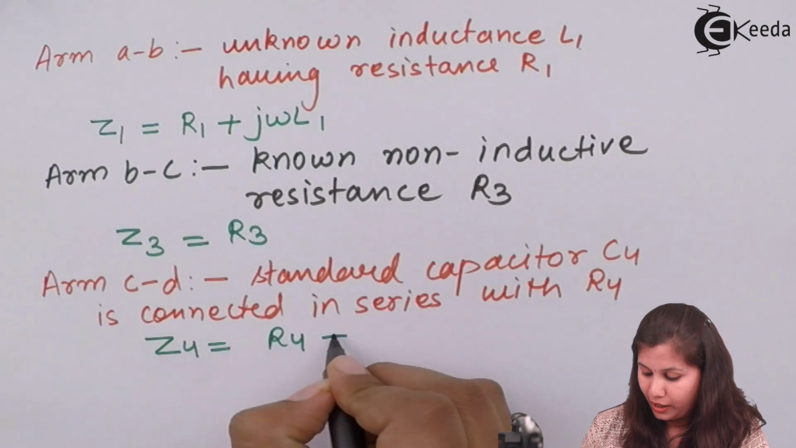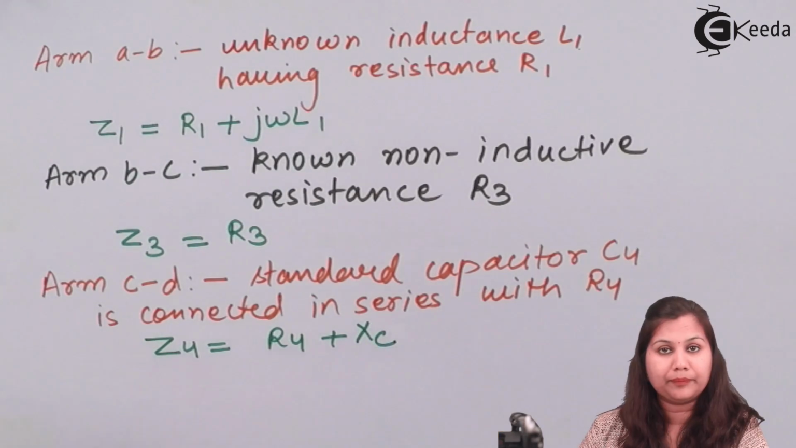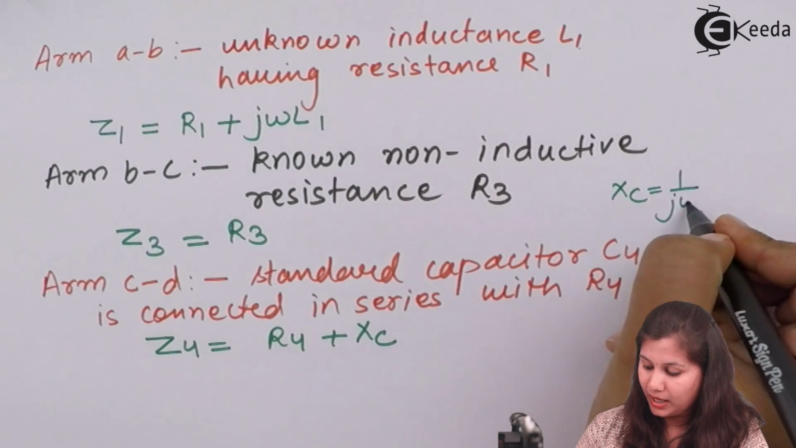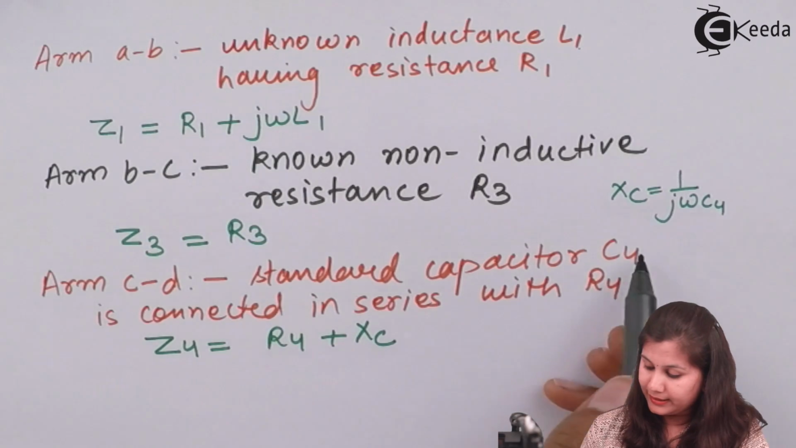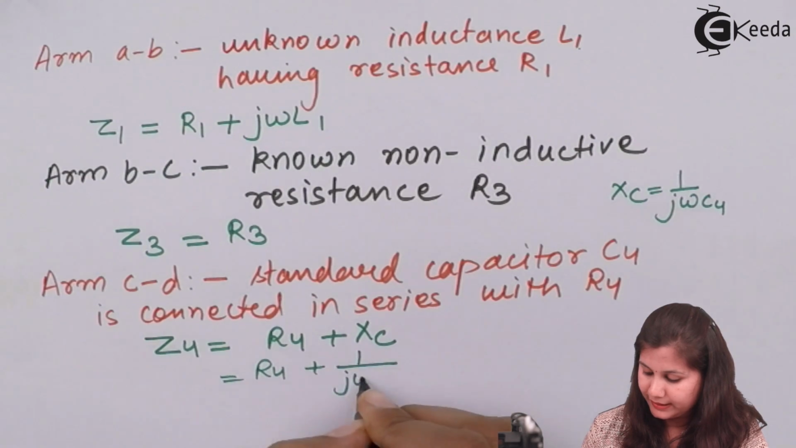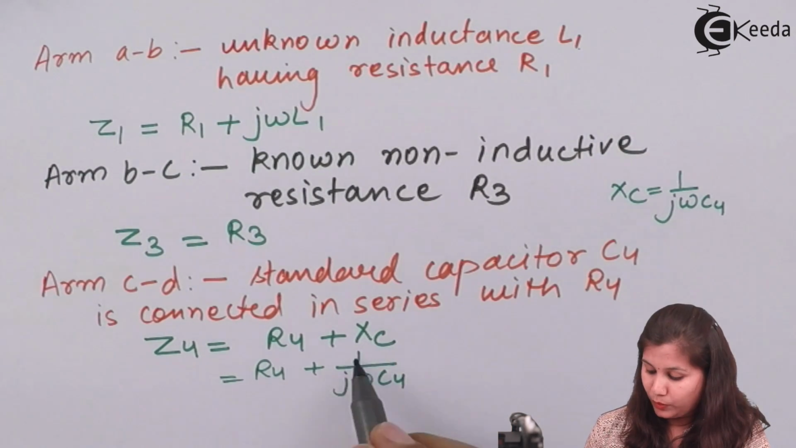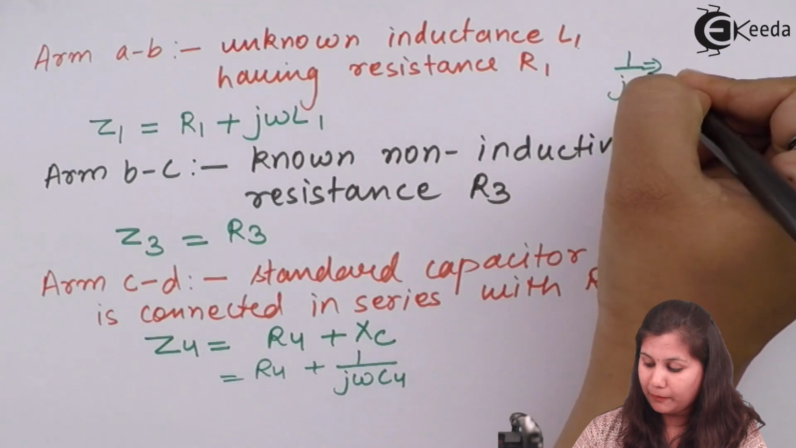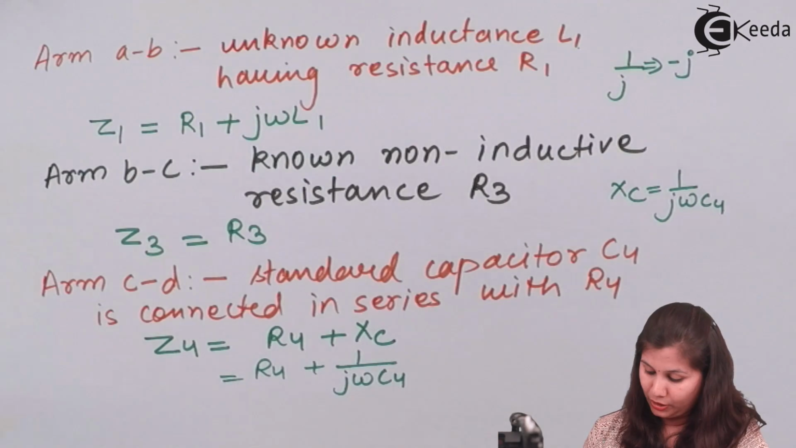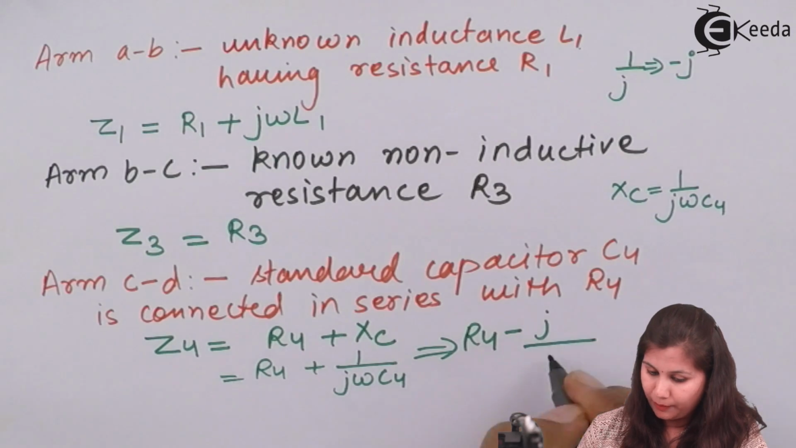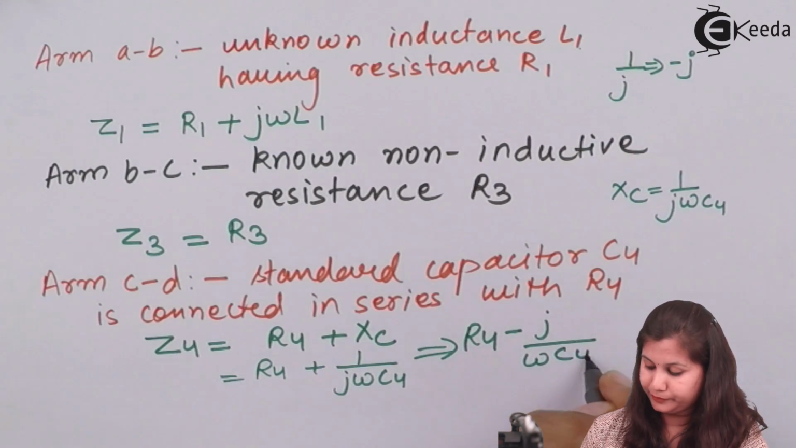Series combination of R4 plus XC. XC is the capacitive reactance. So the value of XC is what? 1 upon j omega C4. Putting its value here, this will be 1 upon j omega C4. Now this is 1 upon j omega, means 1 by j can be written as minus j. So we can write it as R4 minus j upon omega C4.